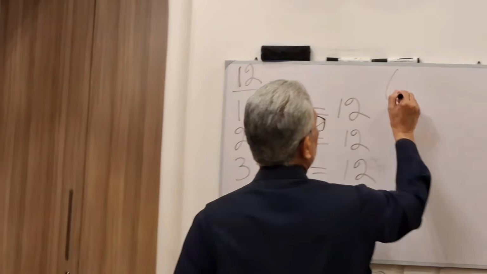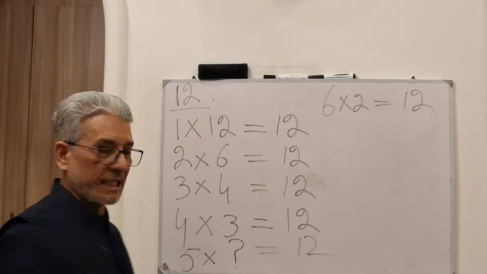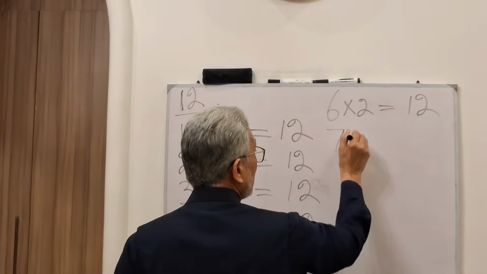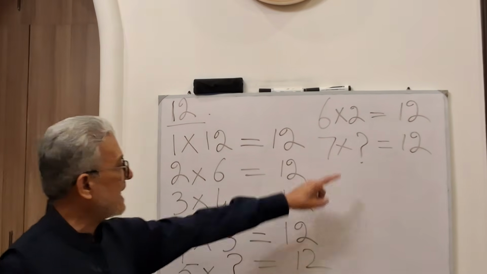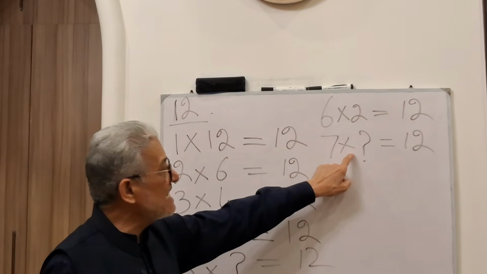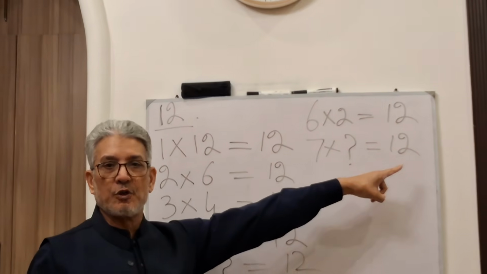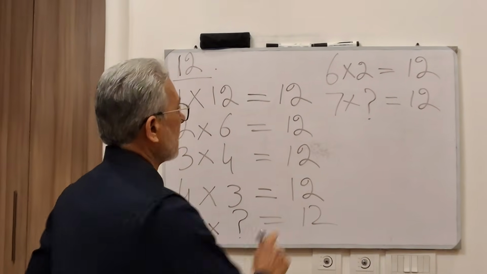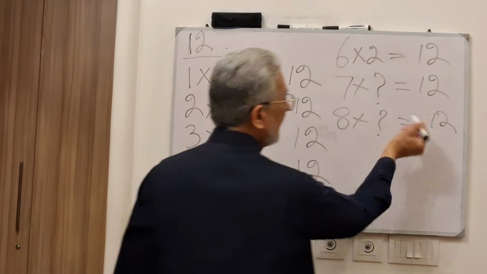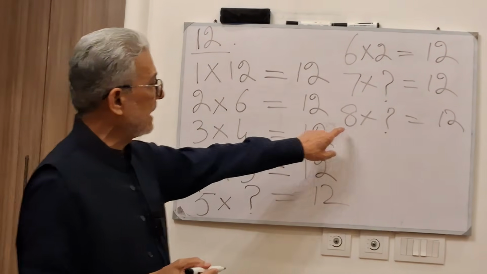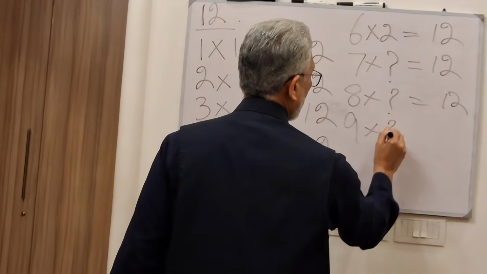Then is 6. 6 multiplied by 2 is equal to 12. So 6 is a factor. 7 multiplied by what number gives you 12? You don't have any number which when multiplied by 7 gives you 12. No. So 7 is not a factor. 8. No. You don't have any number to be multiplied by 8 to get 12. 9. No number.